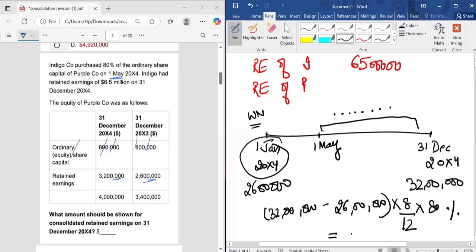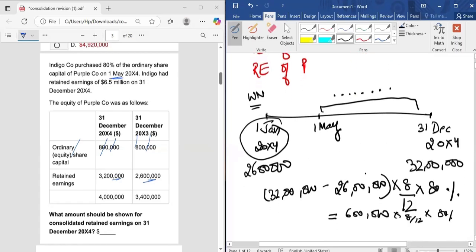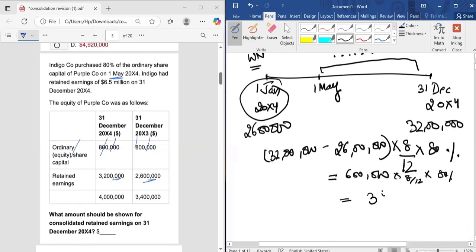Just give me a minute, I'll calculate it. 32 lakhs minus 26 lakhs will come out to be 6 lakhs. Do 8 by 12 and then multiply it by 80%. So this would be 3,20,000. So we have calculated profits of our subsidiary company as well.